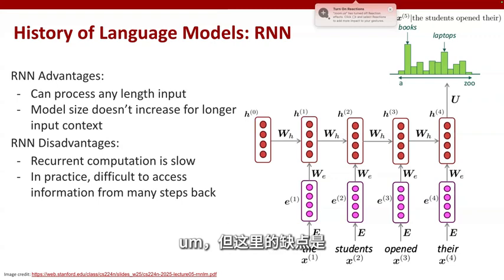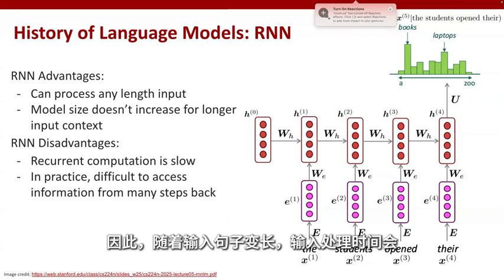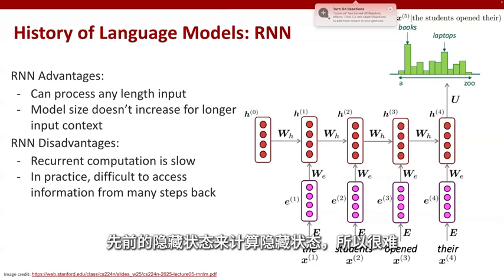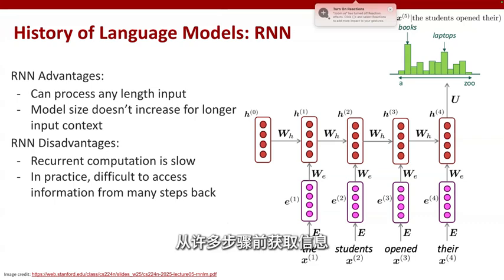But the disadvantage here is that the recurrent computation is slow. You have to process each word one by one, so the input processing time scales linearly as your input sentence gets longer. And because we only compute the hidden state based on the prior hidden state, it's hard to access information from many steps back. So when you come to this point, it's very easy for the model to forget information from maybe a couple of sentences or a couple of words back in the input.